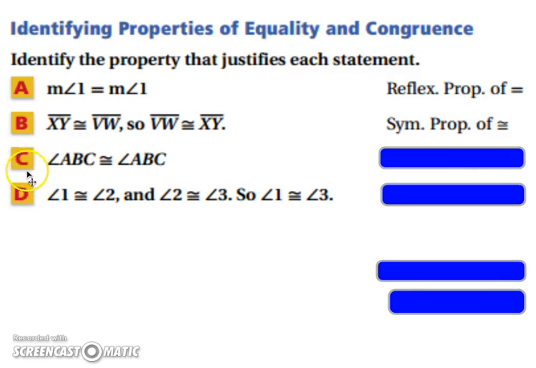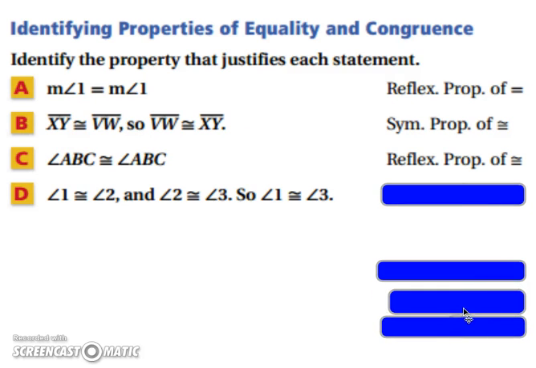All right, so for C, we have angle ABC is congruent to angle ABC. So we have congruent, so we know we're going to be dealing with congruent and not equal. And this angle is the same as this one, so the reflexive property of congruence. Believe it or not, you actually use this reflexive property of congruence quite often in your proofs.